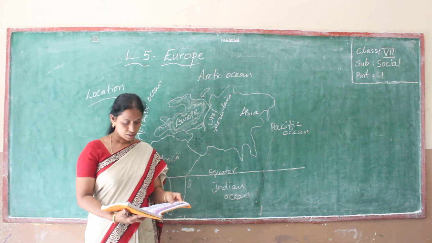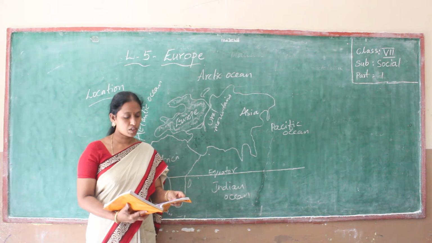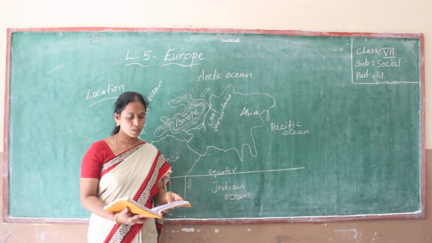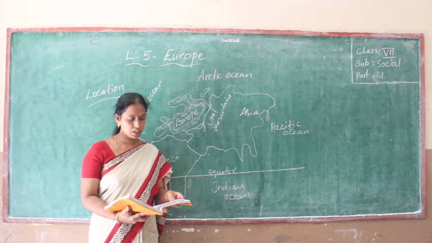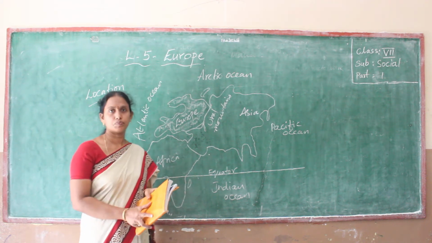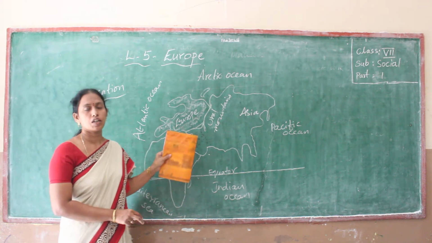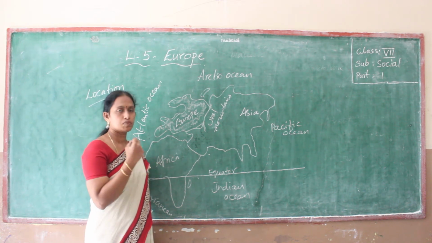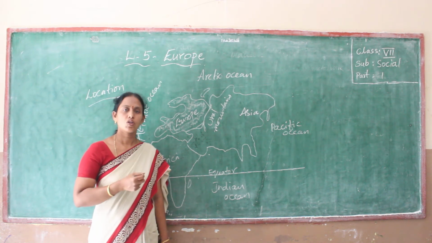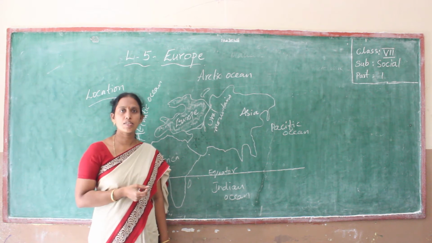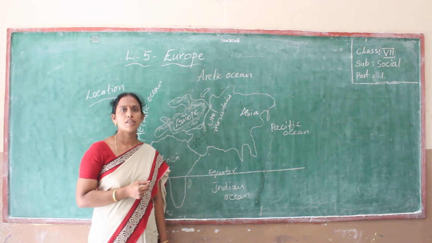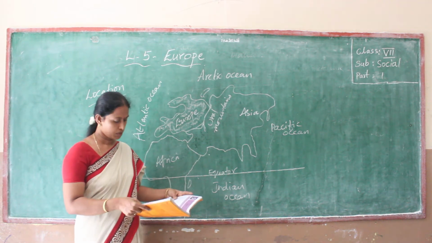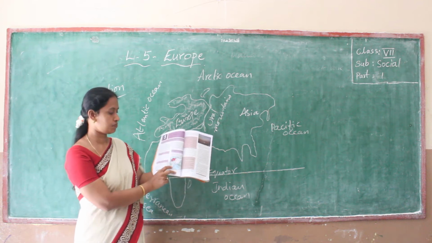Let us see. Take your textbook and see page number 42. Location of Europe. In order to find out the location of Europe and to see how far it is from India, you will need an atlas or a globe. If you have an atlas, take it and take the map of Europe. Otherwise, take your textbook and see. There is a map given on this page.